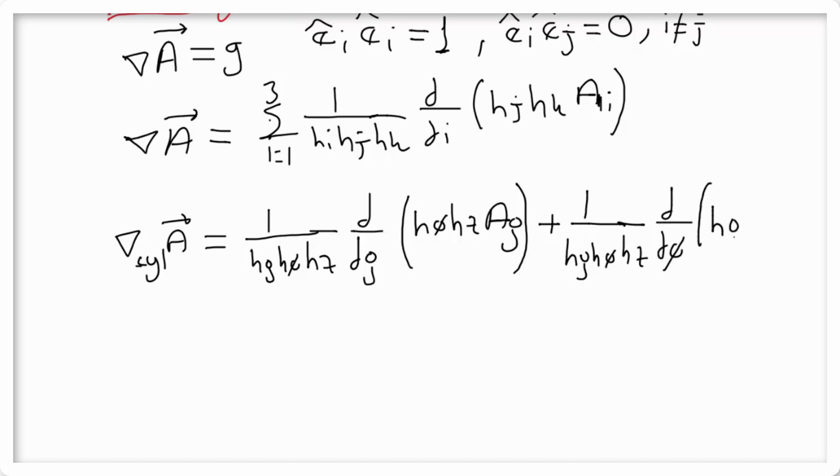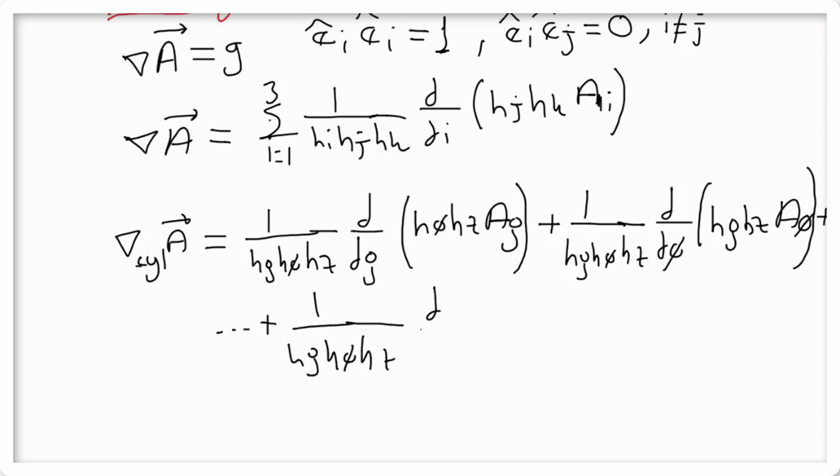This time I wrote the non-phi as h rho, h z, and a phi. I keep going now. There is a plus here. Then I say again plus 1 over h rho, h phi, h z, dl over dl z. I wrote the rest except z as h rho, h phi, and a z.